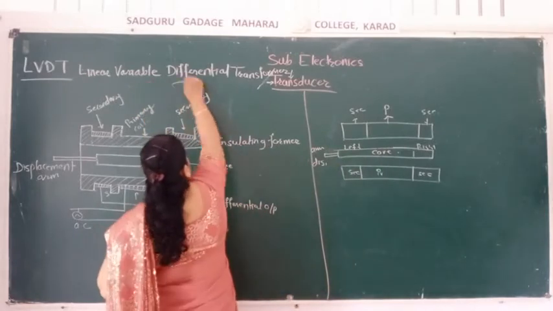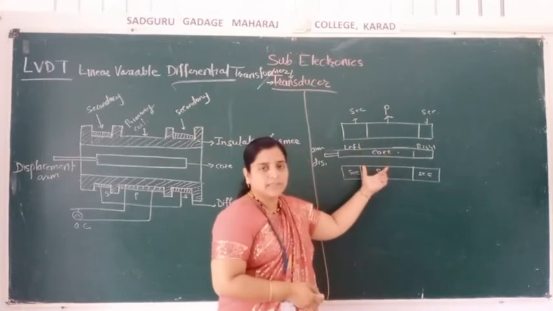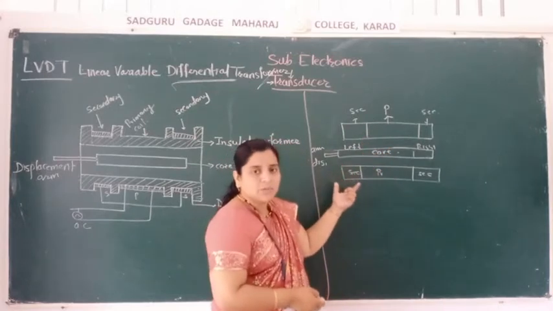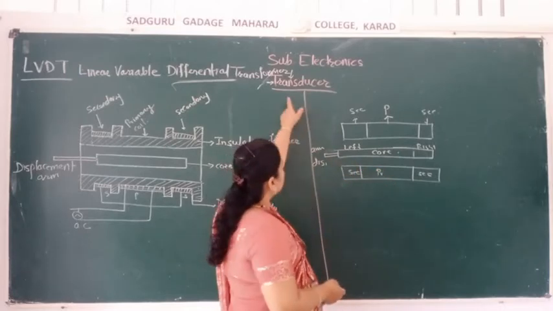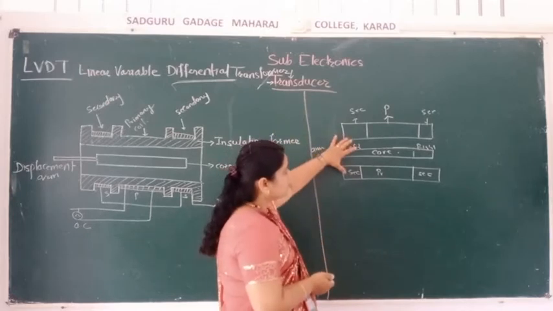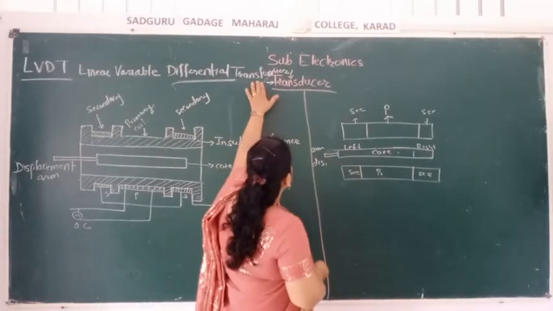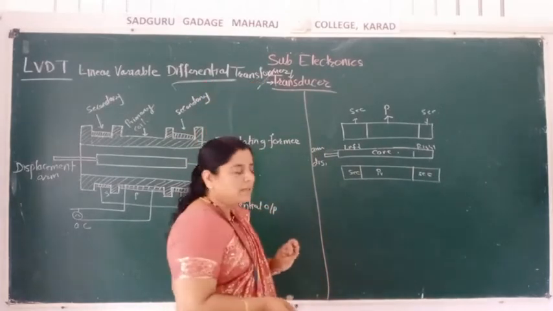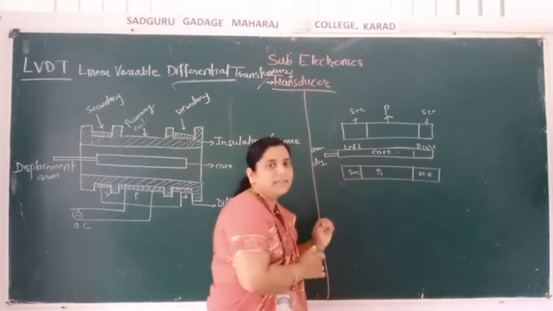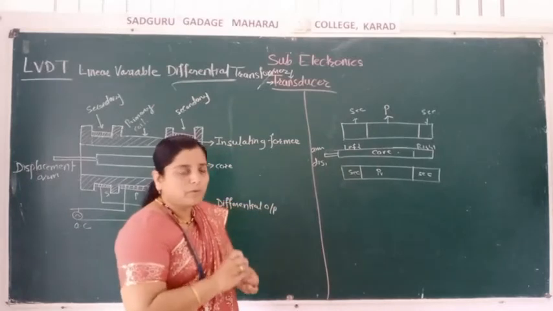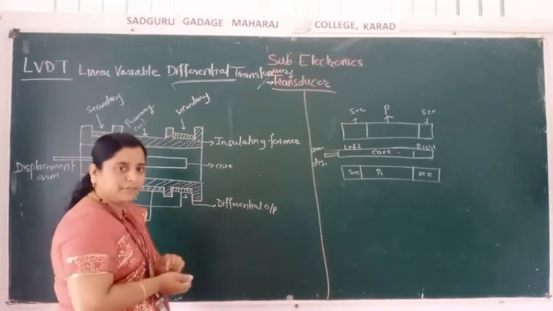And what is the differential transformer? No doubt a transformer is used here, therefore its name has transformer or transducer. A transducer converts one form of energy into another form, therefore it is called a transducer. And a transformer is used here, primary and secondary of the transformer, therefore its name is transformer. What about the differential? We can measure how much at the right side and how much at the left side. The difference between these two we have to calculate as the output in this linear variable differential transformer.